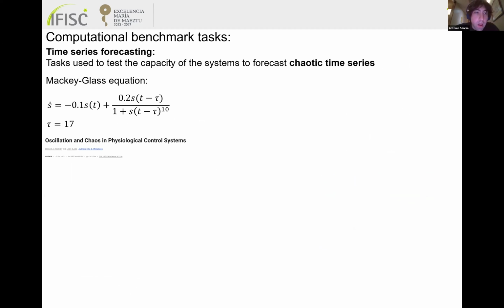Okay. So now we also consider a different kind of task. It is, like I said, the forecasting of a chaotic time series. In this case, the time series that we consider to forecast is the Mackey-Glass equation. It's a typical series that is used to test several computing systems. It's a chaotic time series, the solution of a delayed differential equation in which, if our delay is big enough, this solution is chaotic.